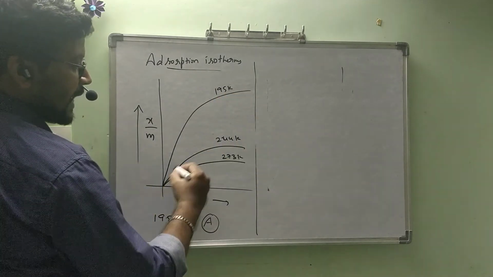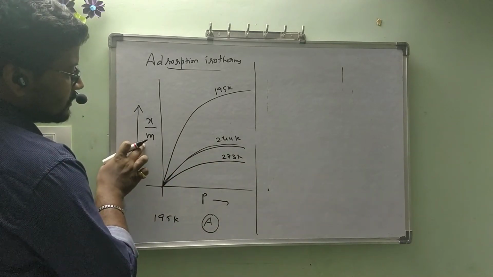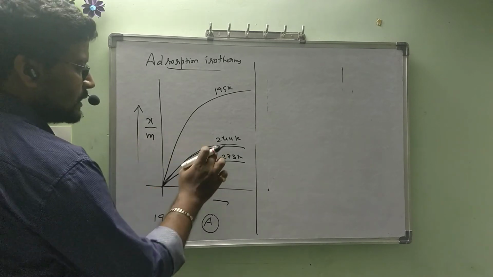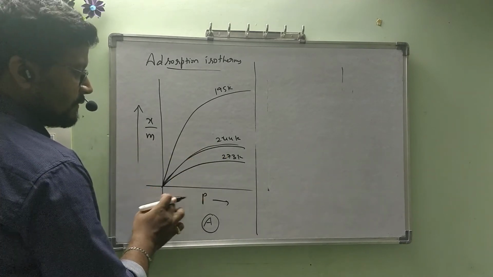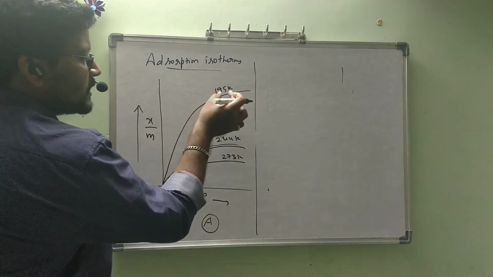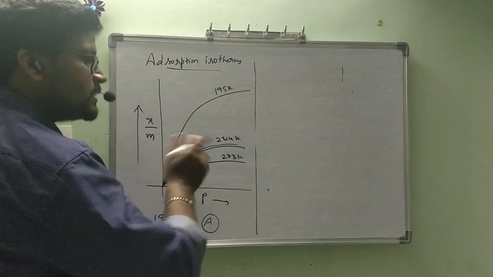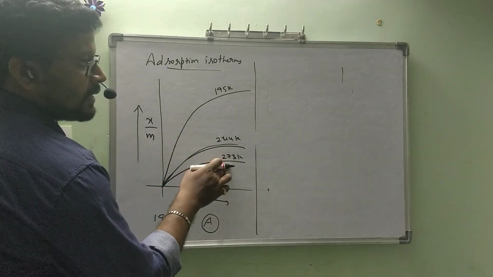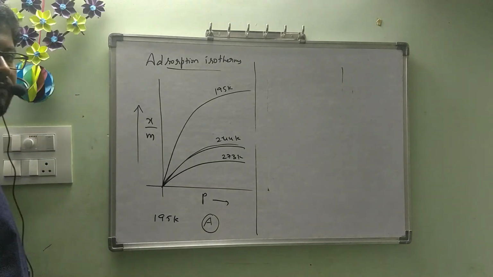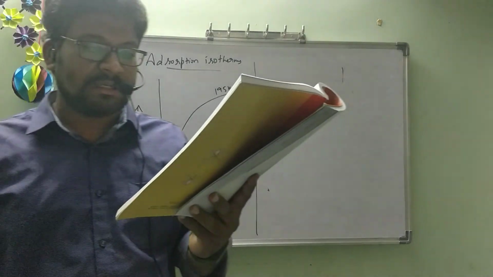When another person observed at high temperature, this curve is lower, like this. That means amount of gas adsorbed on unit mass increases only when P increases. When P increases, amount of gas adsorbed also increases. But when temperature is low, that increase is very high. When temperature is high, that increase is low. Further increase in temperature, further it is going to be affected. These curves are called adsorption isotherms, which were given by Freundlich. These are all called Freundlich adsorption isotherms.